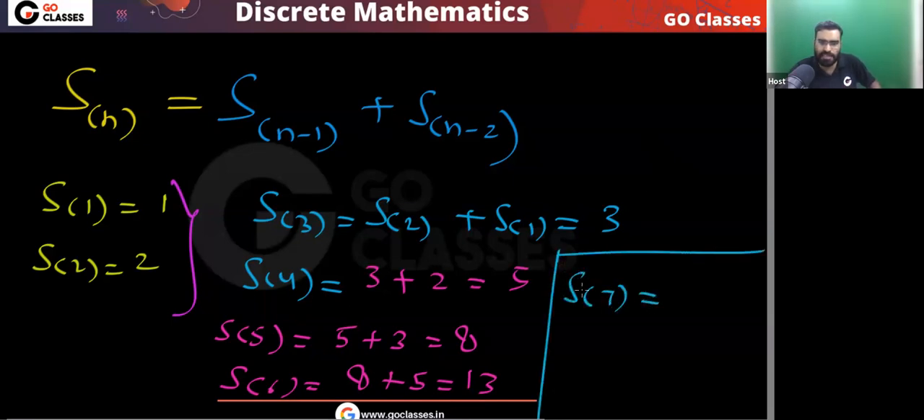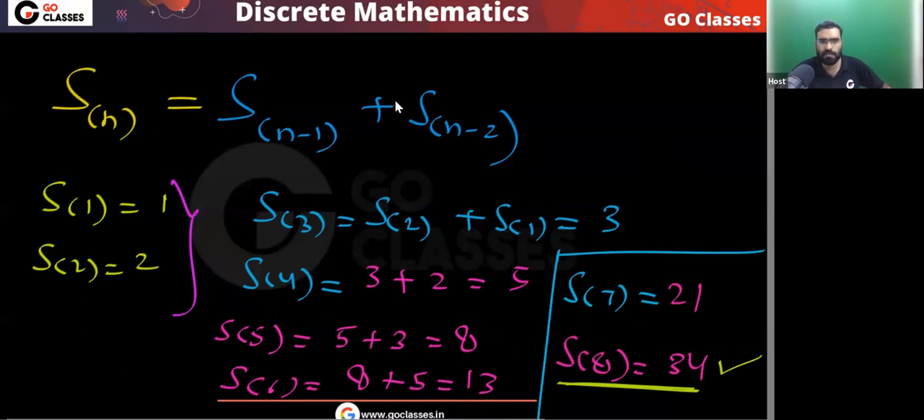The question is asking for S8. What is S7? S7 is the summation of these two, which will be 21. And what is S8? That will be the summation of 21 plus 13, which is 34. So how many ways to climb 8 stairs? That will be 34. This is your answer.